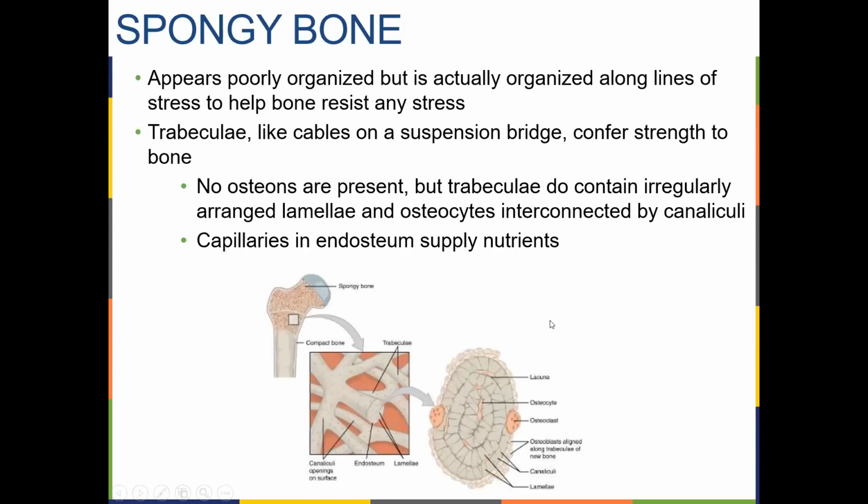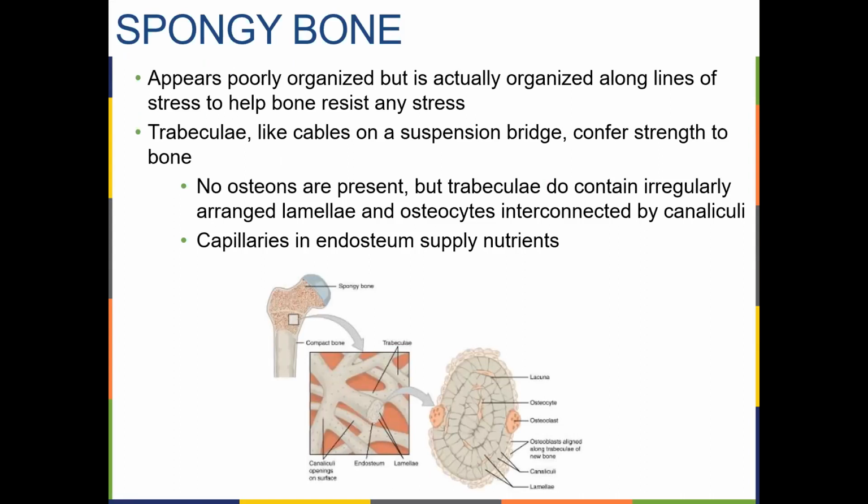Now, so that's compact bone. Does a great job for us. Very strong, very powerful. We use it to resist twisting. We use it as load bearing. It's a great source of calcium.